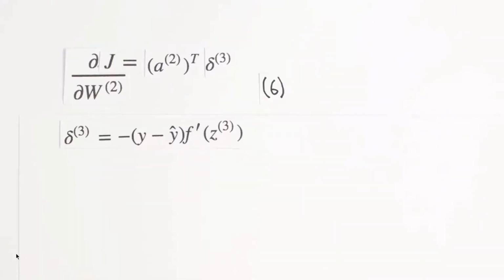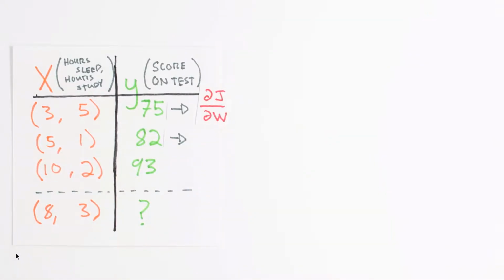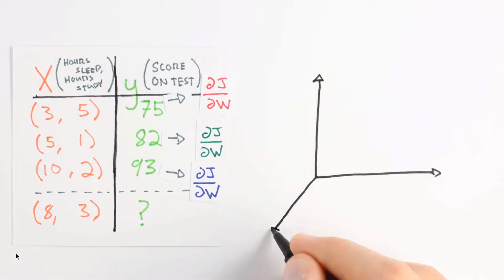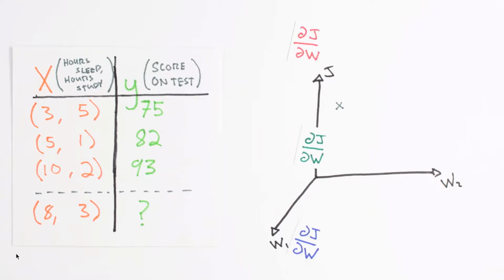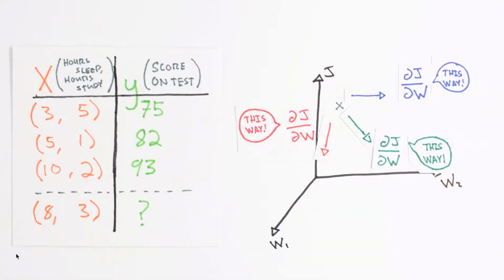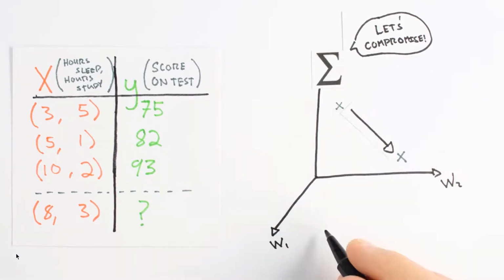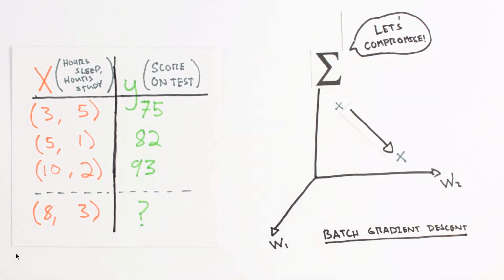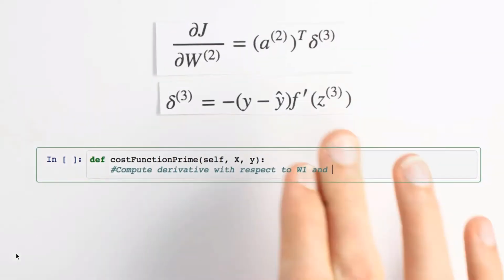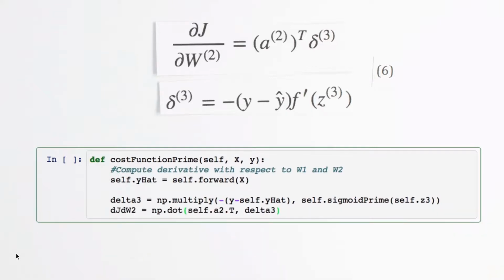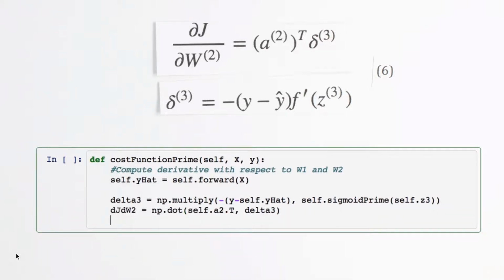Another way to think about what's happening here is that each example our algorithm sees has a certain cost and a certain gradient. The gradient with respect to each example pulls our gradient descent algorithm in a certain direction. It's like every example gets a vote on which way is downhill, and when we perform batch gradient descent, we just add together everyone's vote, call it downhill, and move in that direction. We'll code up our gradients in Python in a new method, cost function prime. NumPy's multiply method performs element-wise multiplication, and the dot method performs matrix multiplication.